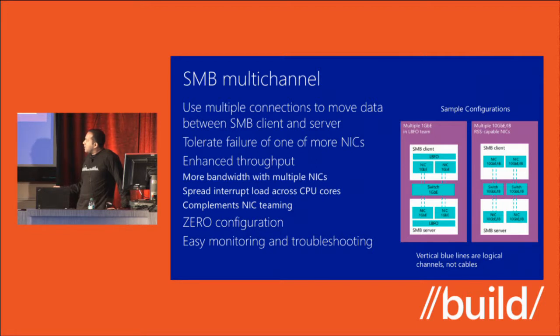And the important thing is that now we can aggregate bandwidth over multiple network links and multiple NICs. And it's completely transparent. So there is no configuration. And there's a whole bunch of PowerShell commands to actually diagnose what's going on and how the setup works.